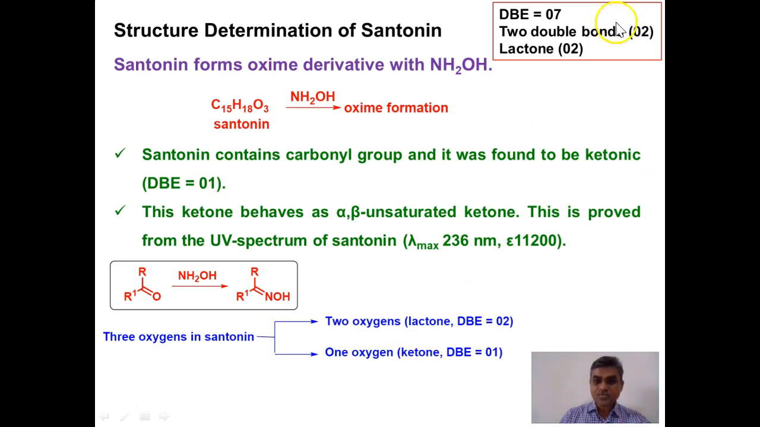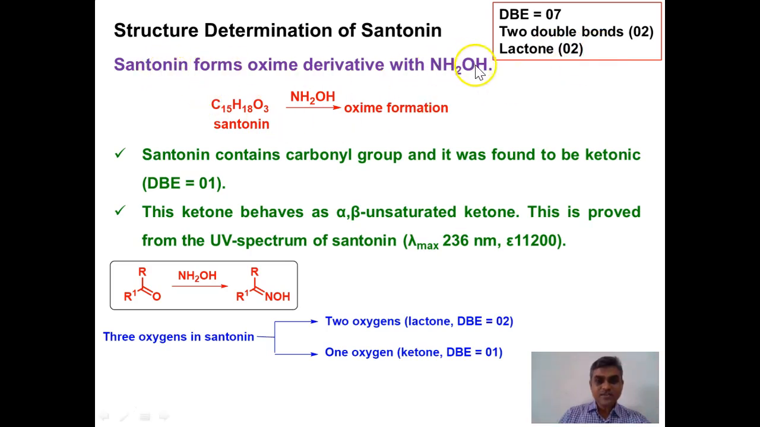So in this way we have progressed here. Total 7 degrees of unsaturation. The presence of two double bonds is proved from the hydrogenation experiment, and the presence of lactone, corresponding to 2 degrees of unsaturation, is proved from the reactions of Santonin with NaOH. Now let us find the nature of the third oxygen.